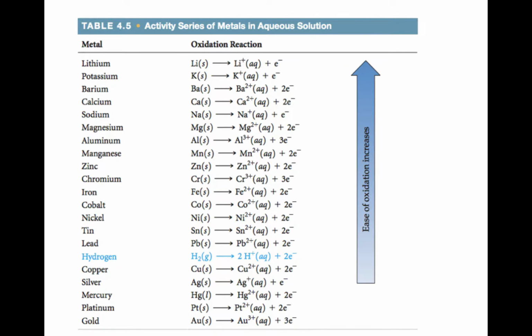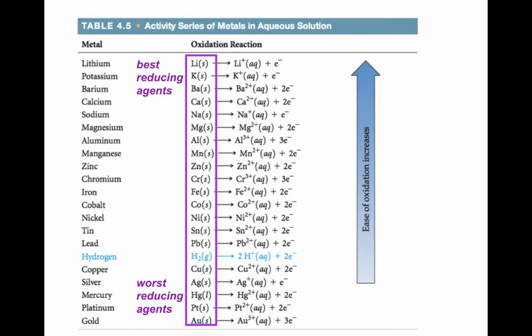The way this is laid out is on the left-hand side, you've got the metals, right? Starting with lithium, going down to gold. At the top of the chart, these are the easiest ones to take electrons off of. As we know, they're alkali metals, right? So lithium, potassium, barium, calcium, sodium. As we go down, it gets harder and harder to take electrons off and eventually get to gold, which is a good thing. It's hard to take electrons off of gold, otherwise it wouldn't be a very good thing to make jewelry out of.